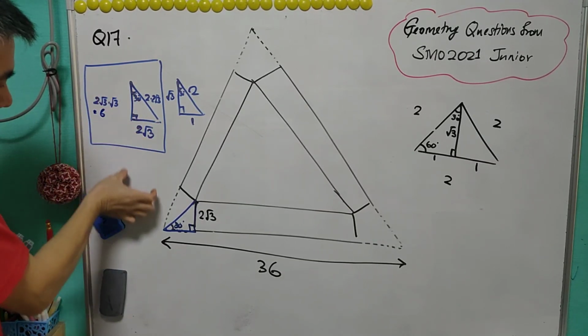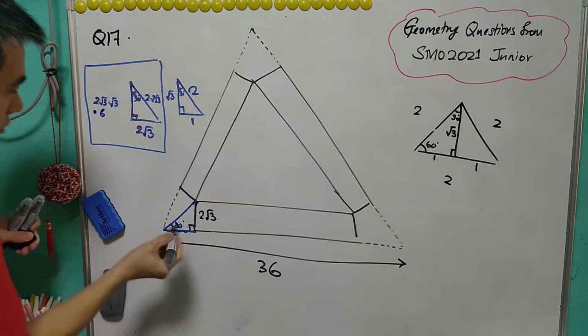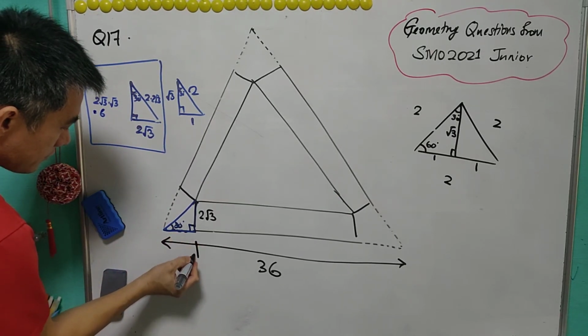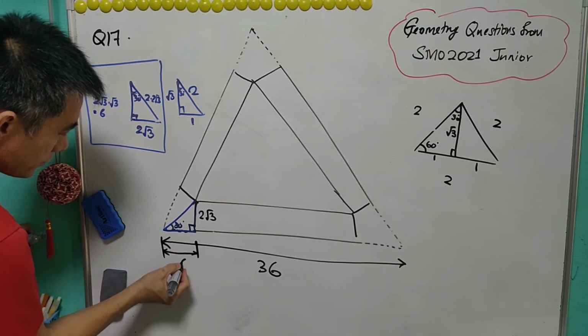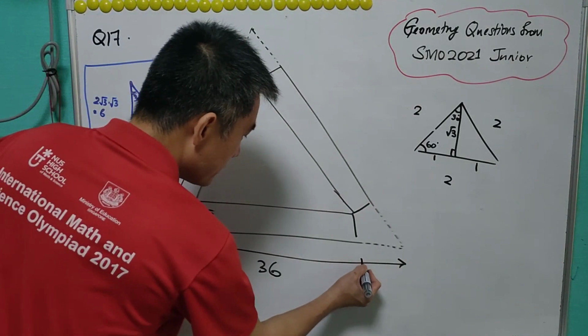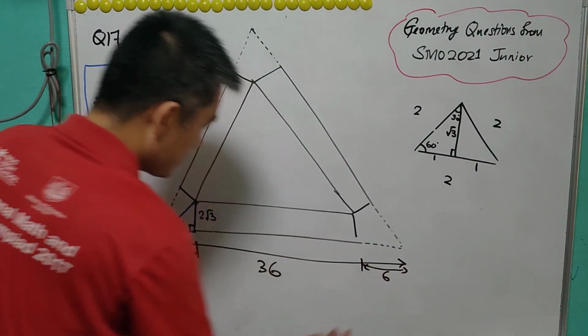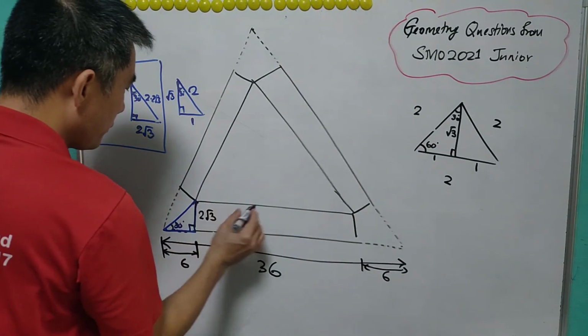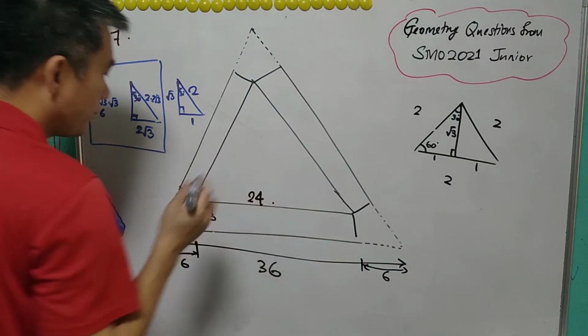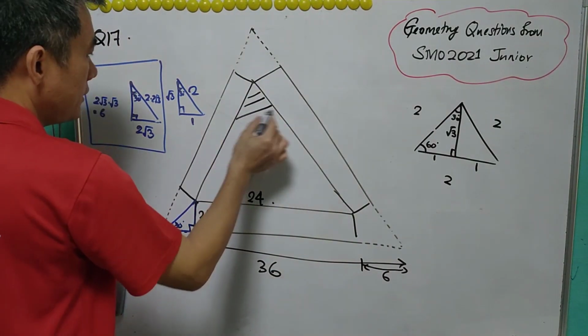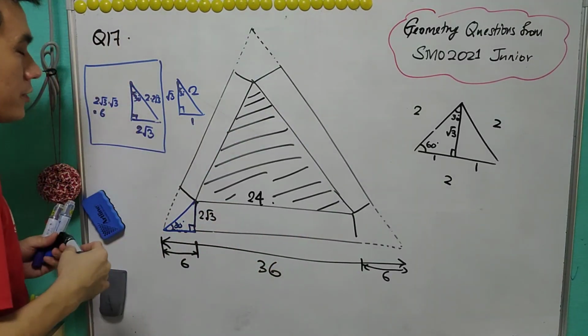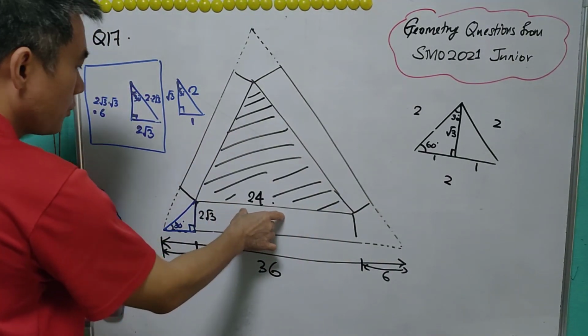And this length is corresponding to this length here. So this is equal to 6. By symmetry, this is also equal to 6. And therefore, this is equal to 24. Now we know that this base is in the shape of an equilateral triangle of side length 24.